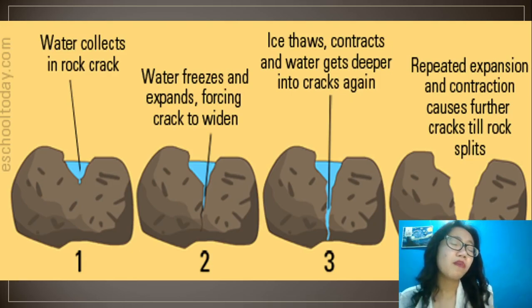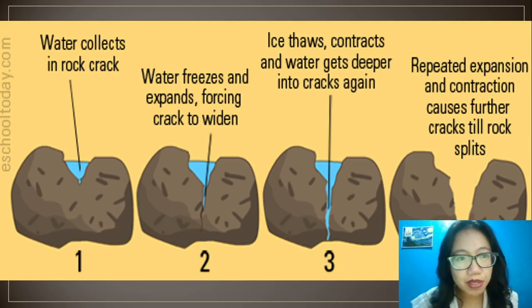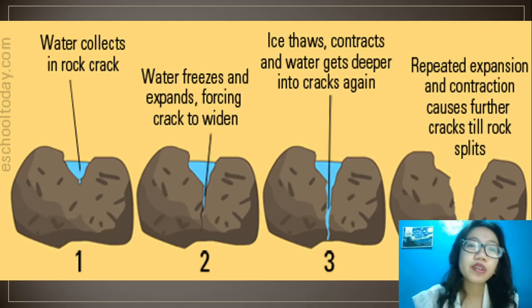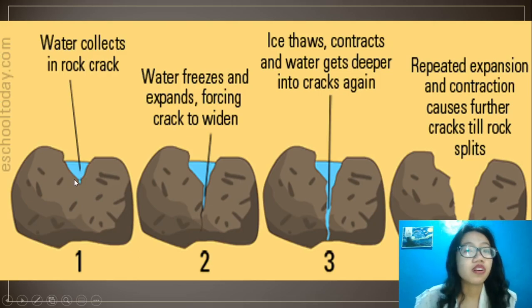So as you know, water is the universal solvent because as time goes by, water eventually breaks down every type of landform. So for example, you have a type of rock, and as with all rocks, they are not perfect. There will be some parts of the rock which will have little cracks, crevices, joints in them, or little holes that the water could go into. So the water will collect in the rock crack.